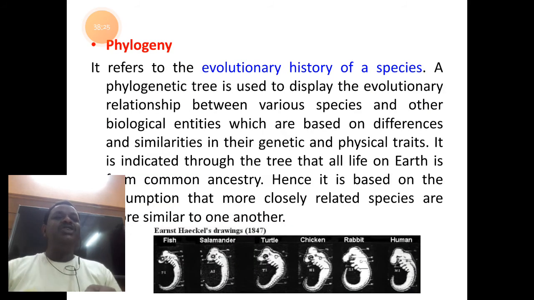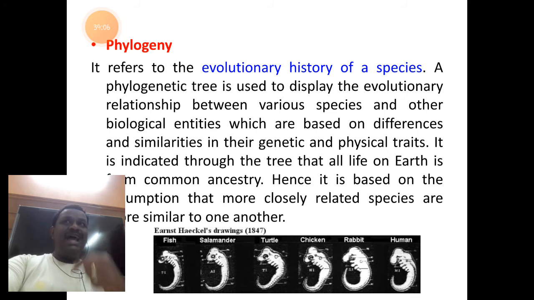The word phylogeny refers here to the concept of evolutionary history of an organism. So what exactly does evolutionary history refer to? It implies the relationship between various organisms based on genetical and physical features. So genetically and physically, the features of the organisms need to be present. Here it is represented with the concept of a phylogenetic tree.